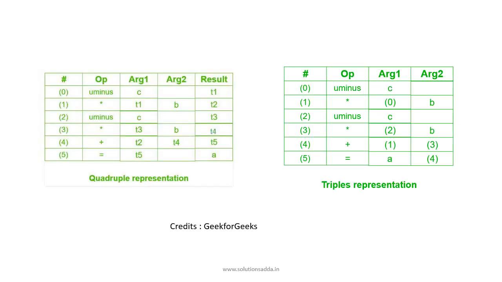So consider an expression of the form A equal to B into minus C plus B into minus C. In quadruple representation, it has a structure of four fields: an operator, argument 1, argument 2, and we store the result. The major advantage is we can quickly access the value of a temporary variable using the symbol table. The major disadvantage is it contains a lot of temp variables.